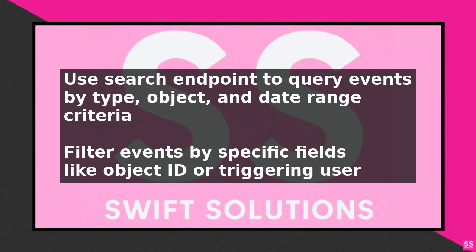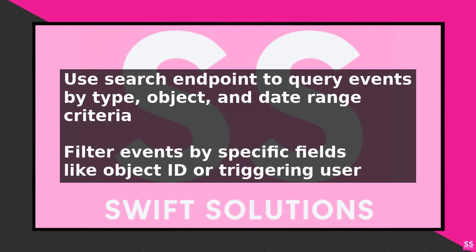The API provides a search endpoint that allows you to query events based on various criteria, such as event type, object type, and date range. You can also filter events by specific fields, such as the object ID or the user who triggered the event.